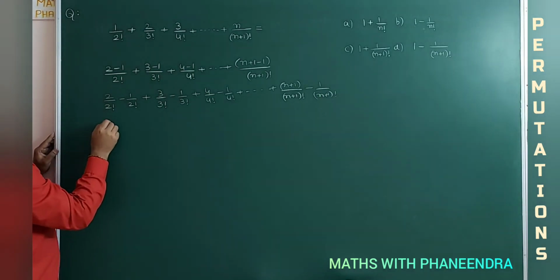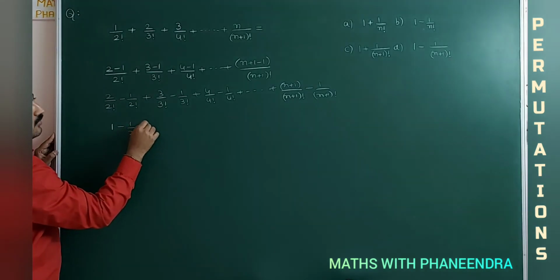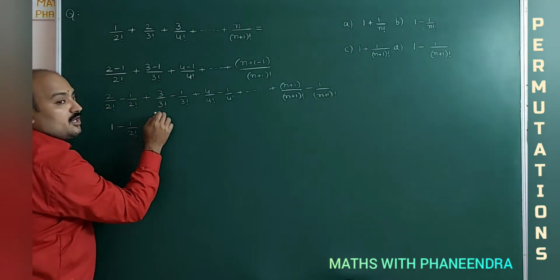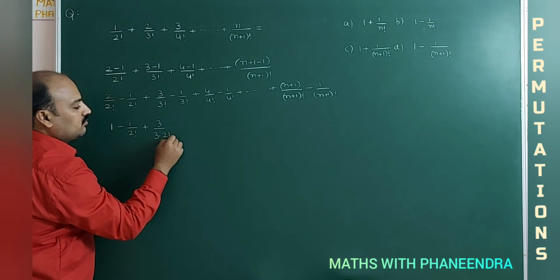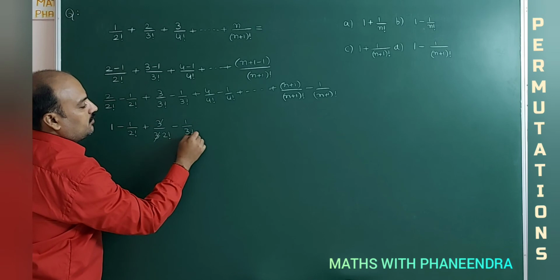2 by 2 factorial is 1. Why? Because 2 factorial is also 1. So 2 by 2 is 1, minus 1 by 2 factorial. Otherwise, you can write 2 by 2. 3 by 3 factorial can be written as 3 into 2 factorial, so 3 gets cancelled, minus 1 by 3 factorial.